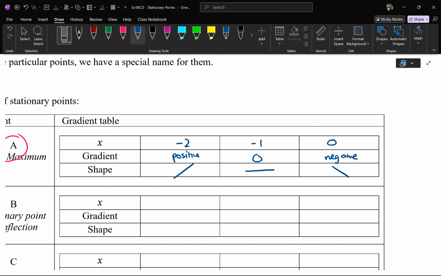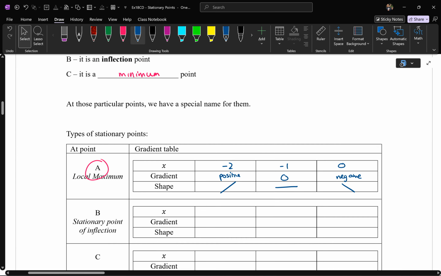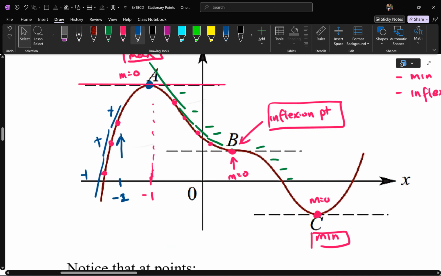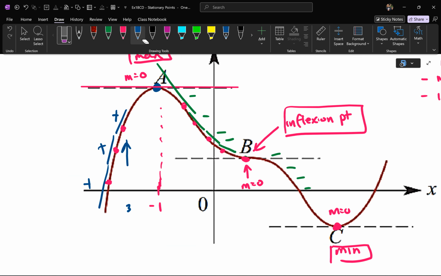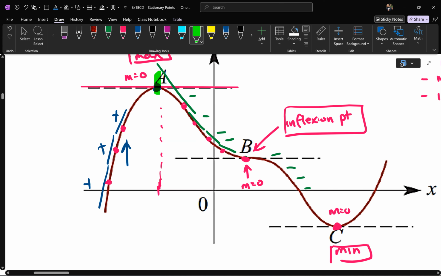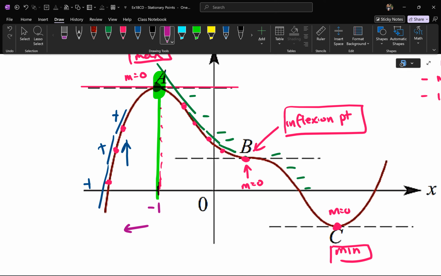Okay, so this is called a gradient table so that you can prove whether it's a maximum point or minimum point. So what I'm trying to explain here is this idea. I'm going to say it again, just so it makes sense to you. I'm saying at point A, see here's point A. Point A is at -1. If you picked a number smaller than -1, so -2, then at this point, the gradient is positive.